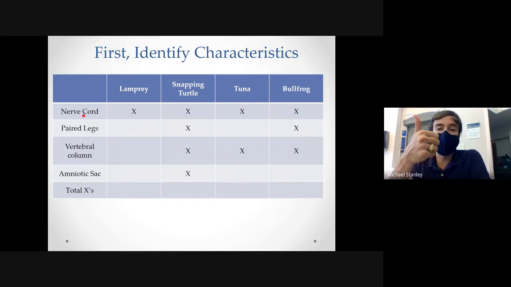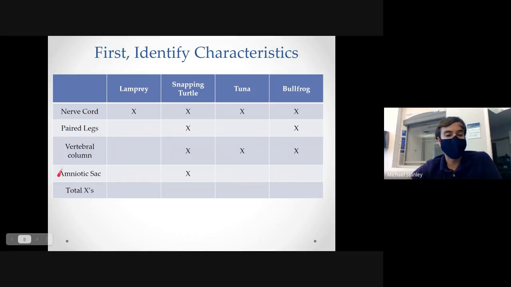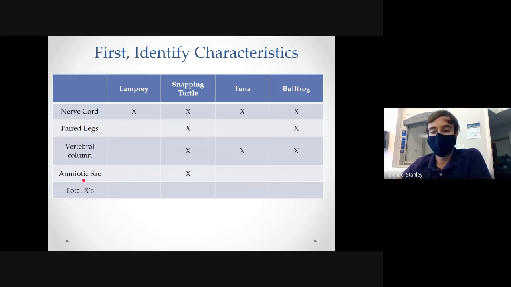We have a nerve cord, like your spine. We have paired legs. We have a vertebral column. So your nerve cord is like your spinal cord, the actual nerves that are along your back. And then your vertebrae, your vertebral column, is like your actual bones, the backbones that protect the nerve cord. And amniotic sac or amniotic egg, just like that example from earlier.